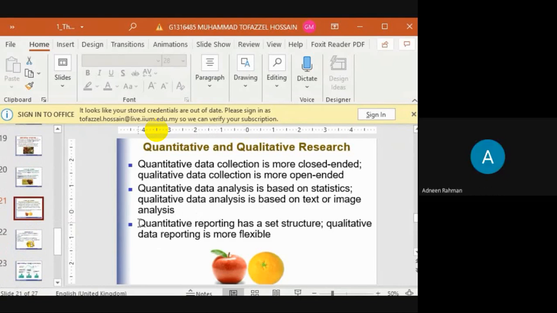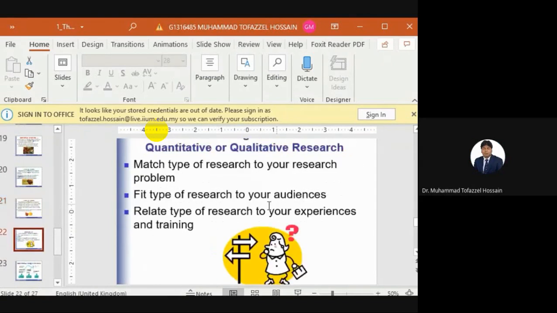Quantitative reporting has a set structure. Qualitative data reporting is more flexible. Why more flexible? Because you do not know what is waiting for you, right? So that's why.